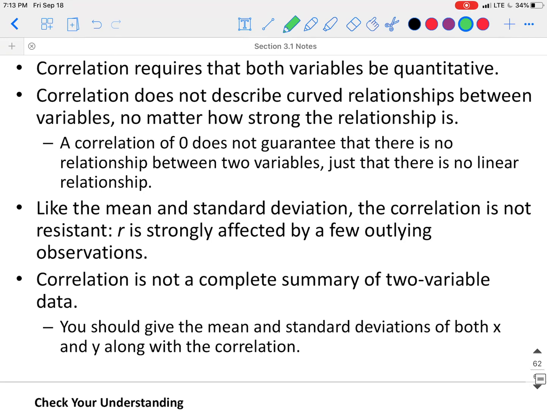And correlation is not a complete summary of two-variable data. You should give the mean and standard deviations of both X and Y along with your correlation.